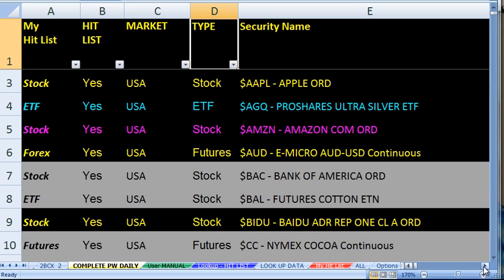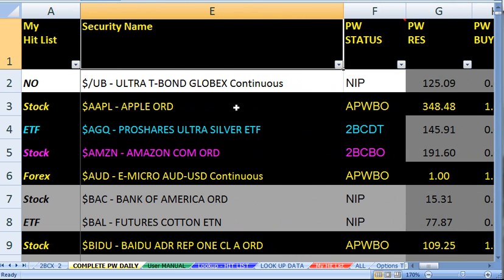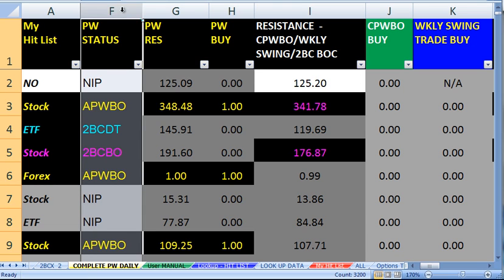All right, the next column over, what you see here is the security name. This column is important because it gives you the name of the security that you're looking at. So in the security name, it gives you the ticker symbol in the front of it, and then to the right of it is the description of it. And then the next column here is important. This is your status column.